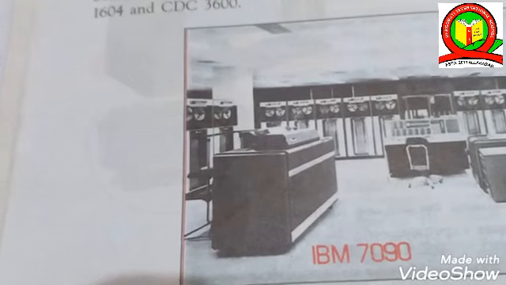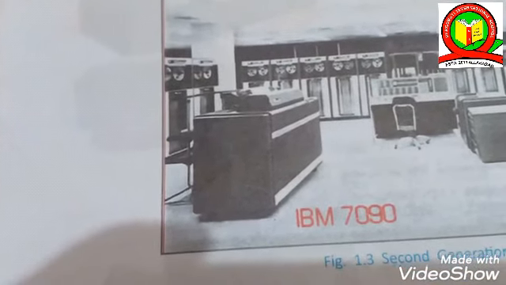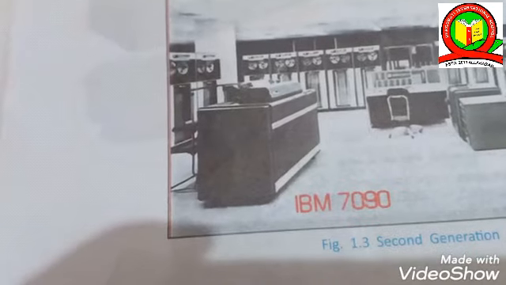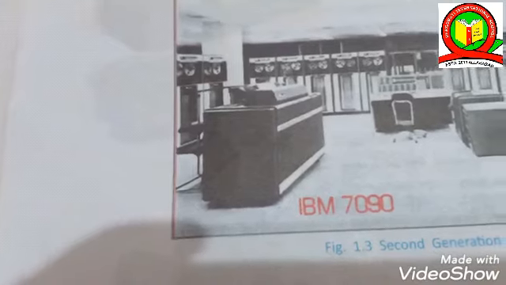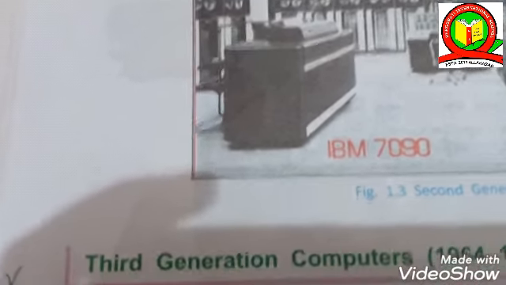So today's topic is third generation computers, as we have already discussed in the previous video about second generation computers. So today we will discuss our third generation computer. So let's start.